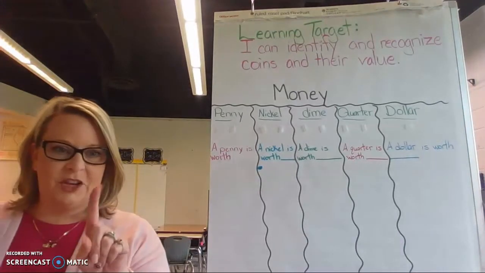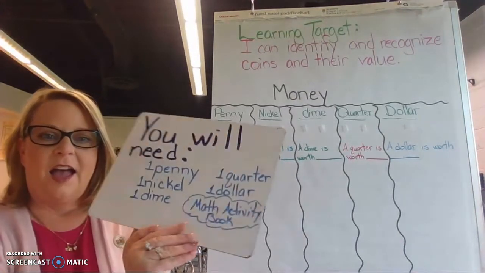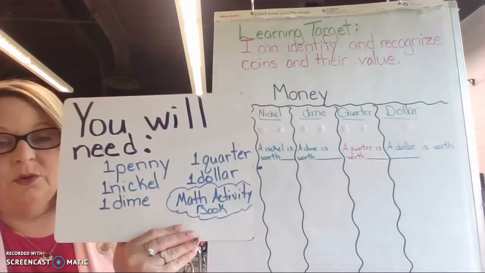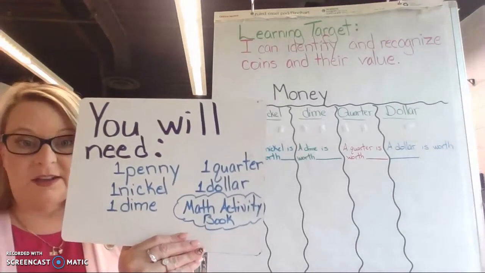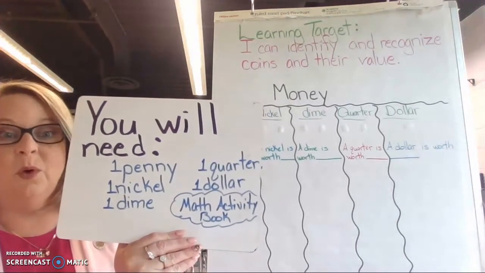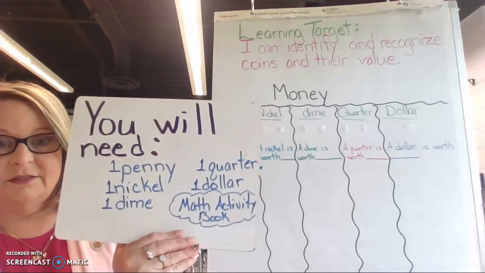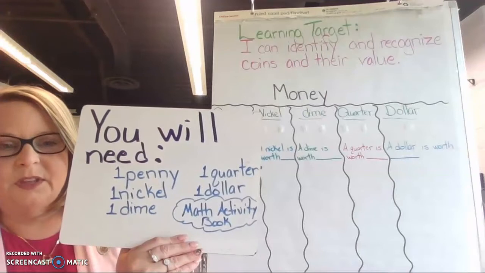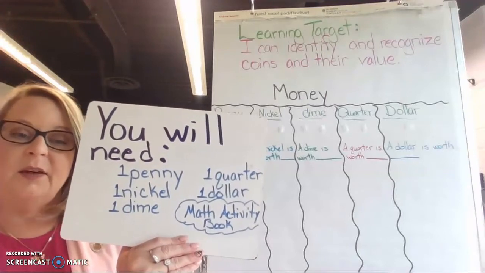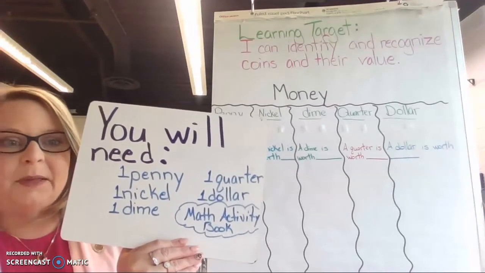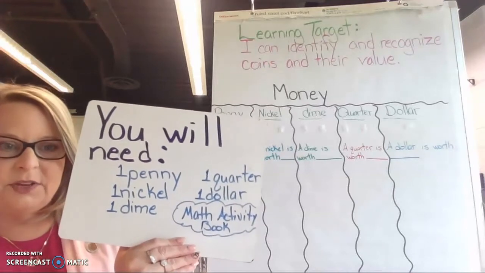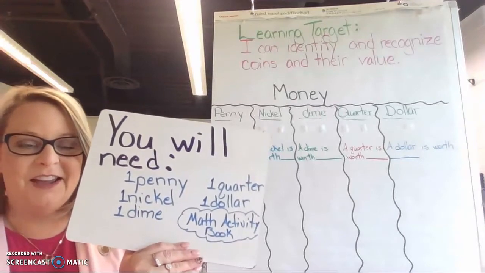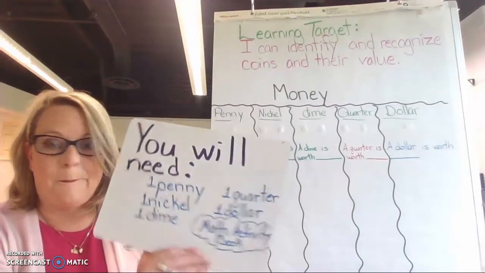So you will need 1 penny, 1 quarter, 1 nickel, 1 dime, $1. You also are going to need your math activity book. So get a penny, a nickel, a dime, a quarter, and $1, and meet me back here. You can pause this video and run and get your materials and come right back. Okay? Are you ready? Go!